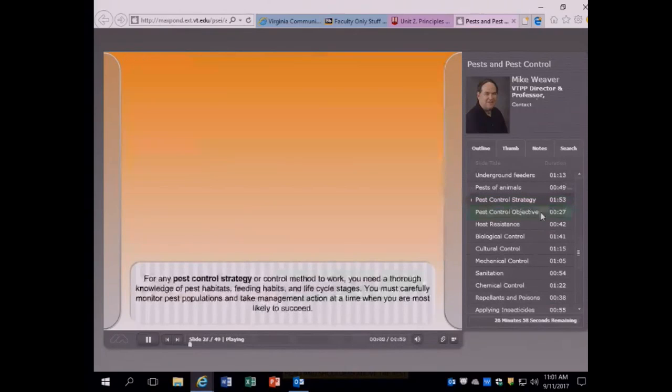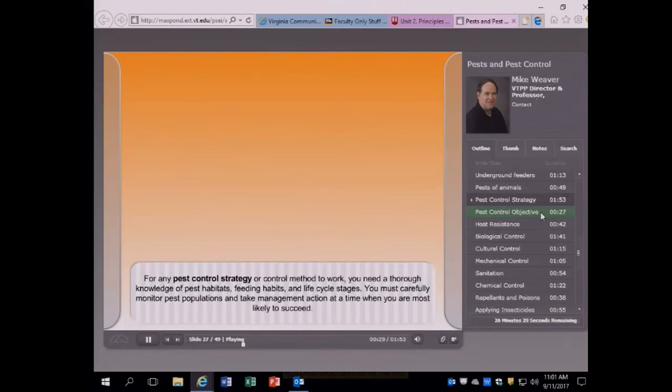Now we're going to talk about pest control strategies. To successfully control insects and insect-like pests, you need a thorough knowledge of their habitats, feeding habits, and life cycle stages. Environmental conditions such as humidity, temperature, and availability of food can affect the length of the life cycle by altering the growth rate of insects. A favorable environment, usually warm and humid, can shorten the time of development from egg to adult.